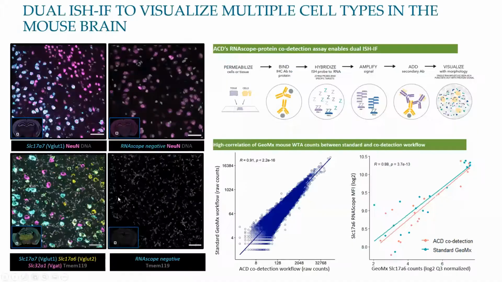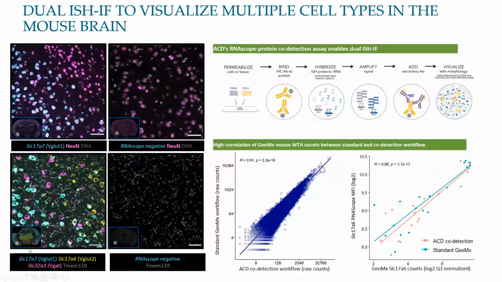So for our study, what we did here is we actually utilized the RNAscope protein co-detection assay upstream of the GeoMx. And the goal, again, was to look at the different neuronal and non-neuronal cells within different regions of the brain, and then profile these regions based on the expression. So we started by looking at a couple of RNA and protein targets. We looked at the V-glut RNA target in combination with the Neuron antibody.